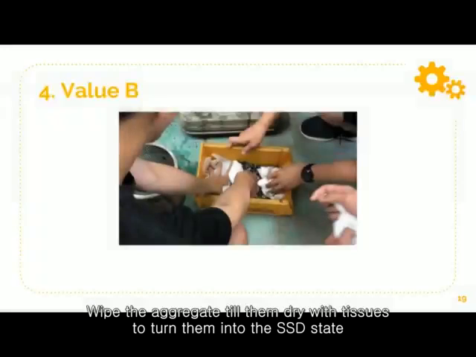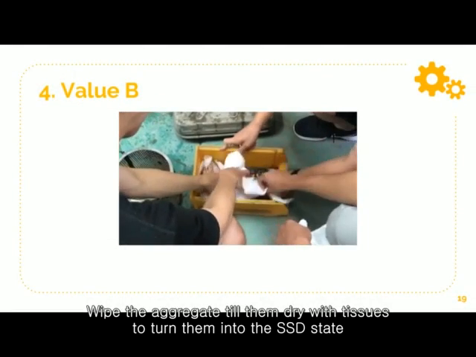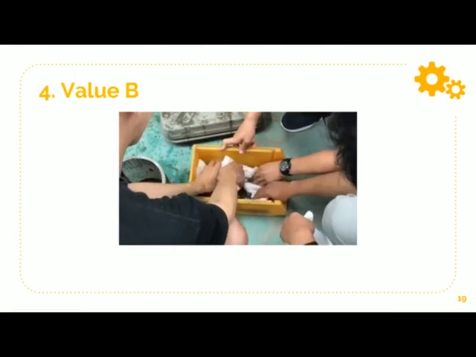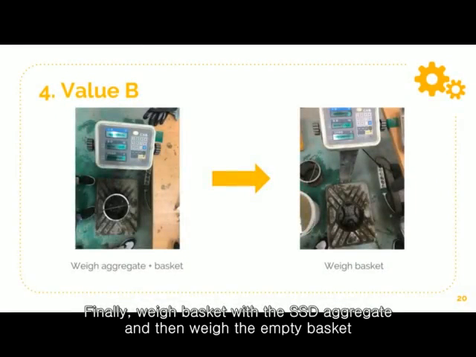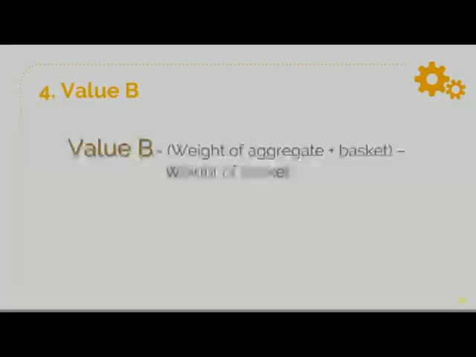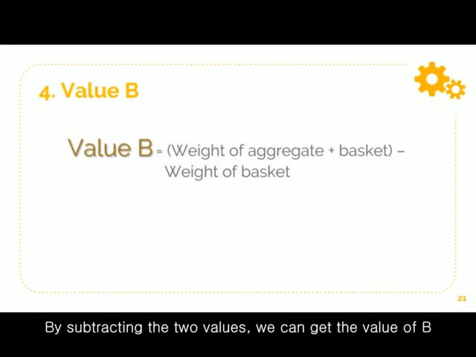Wipe the aggregate till dry with tissues. Return them into the SSD state. Finally, weigh the basket with the SSD aggregate and then weigh the empty basket. By subtracting the two values, we can get the value of B.